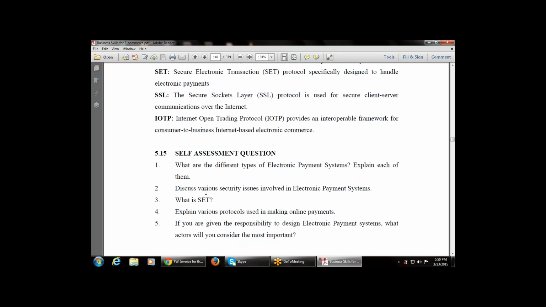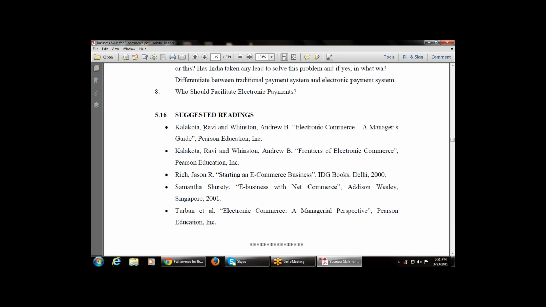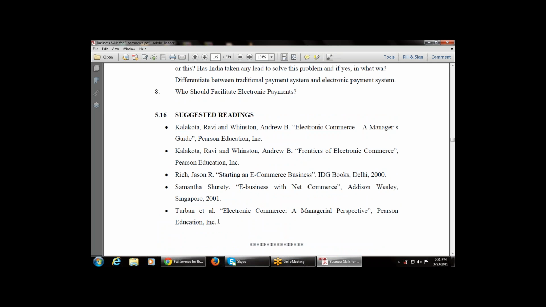Now these are the various questions: what are the different modes used, what are the different criteria, what are the various security issues, what are the various protocols like SSL and SET, and differentiate between debit card and credit card. These are the reading books you have to consider for further reading. I'm not saying I'm leaving any topic, but for future reference you can consider any other book for e-commerce.